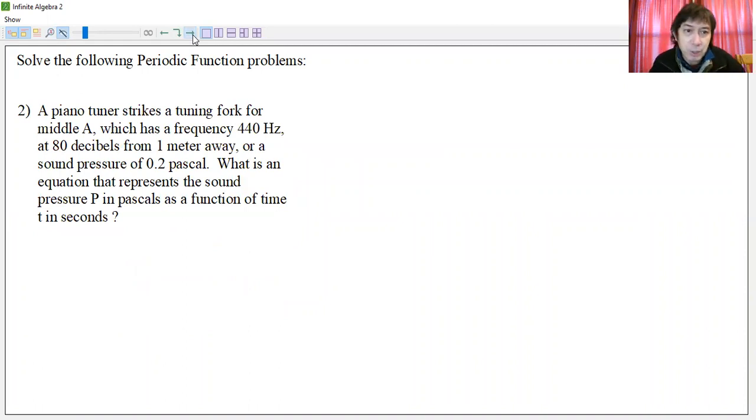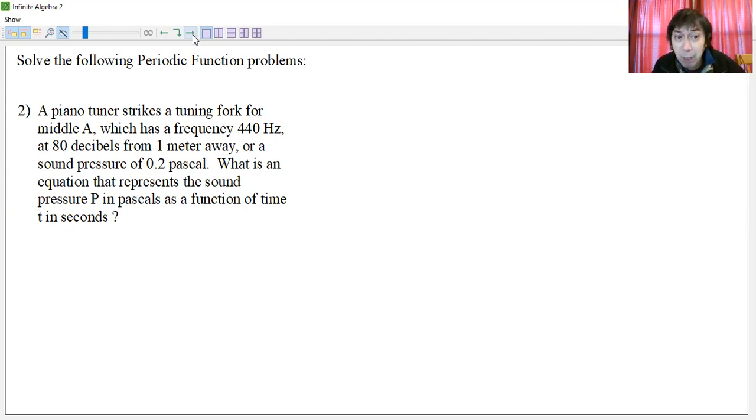A piano tuner strikes a tuning fork for middle A. So it's a note which has a frequency of 440 hertz at 80 decibels from 1 meter away, or a sound pressure of 0.2 Pascal. What is an equation that represents the sound pressure P in pascals as a function of time t in seconds? Okay, so we're after the equation. What is the equation that represents the sound?